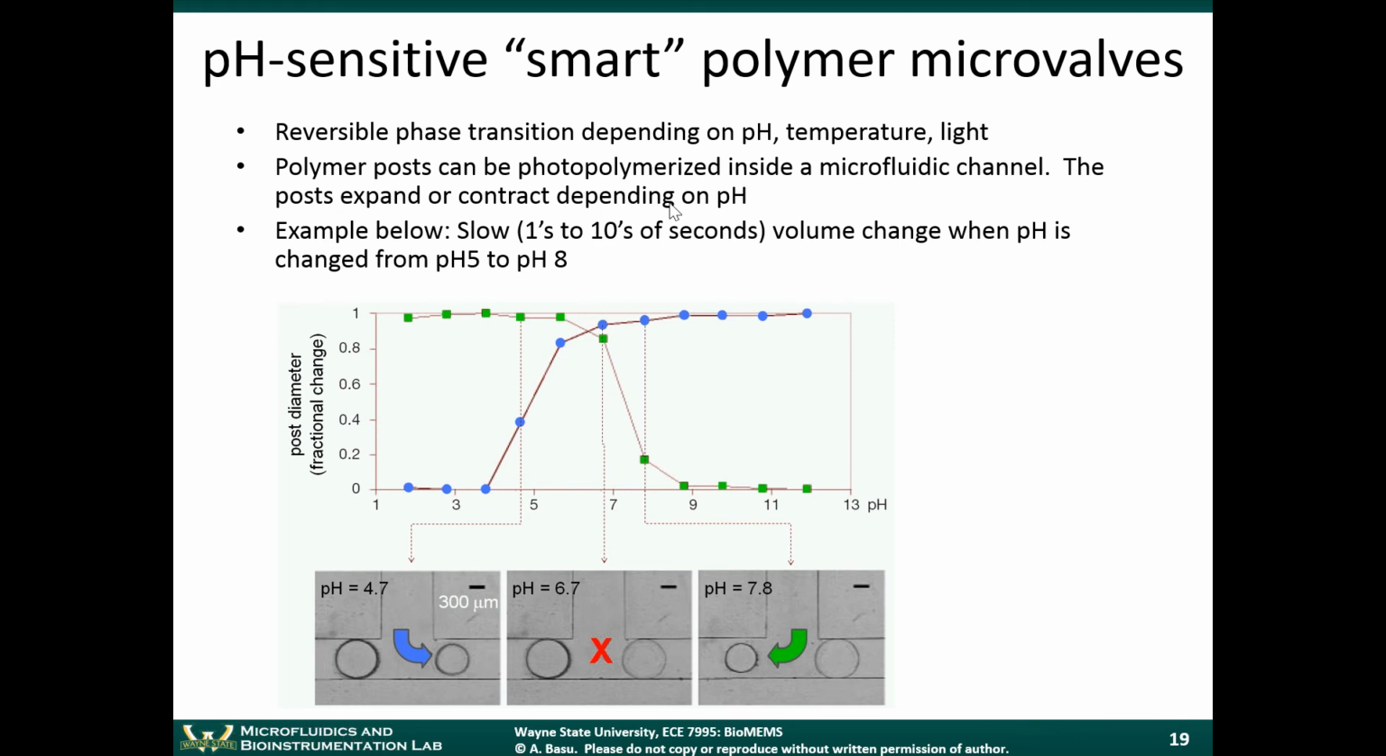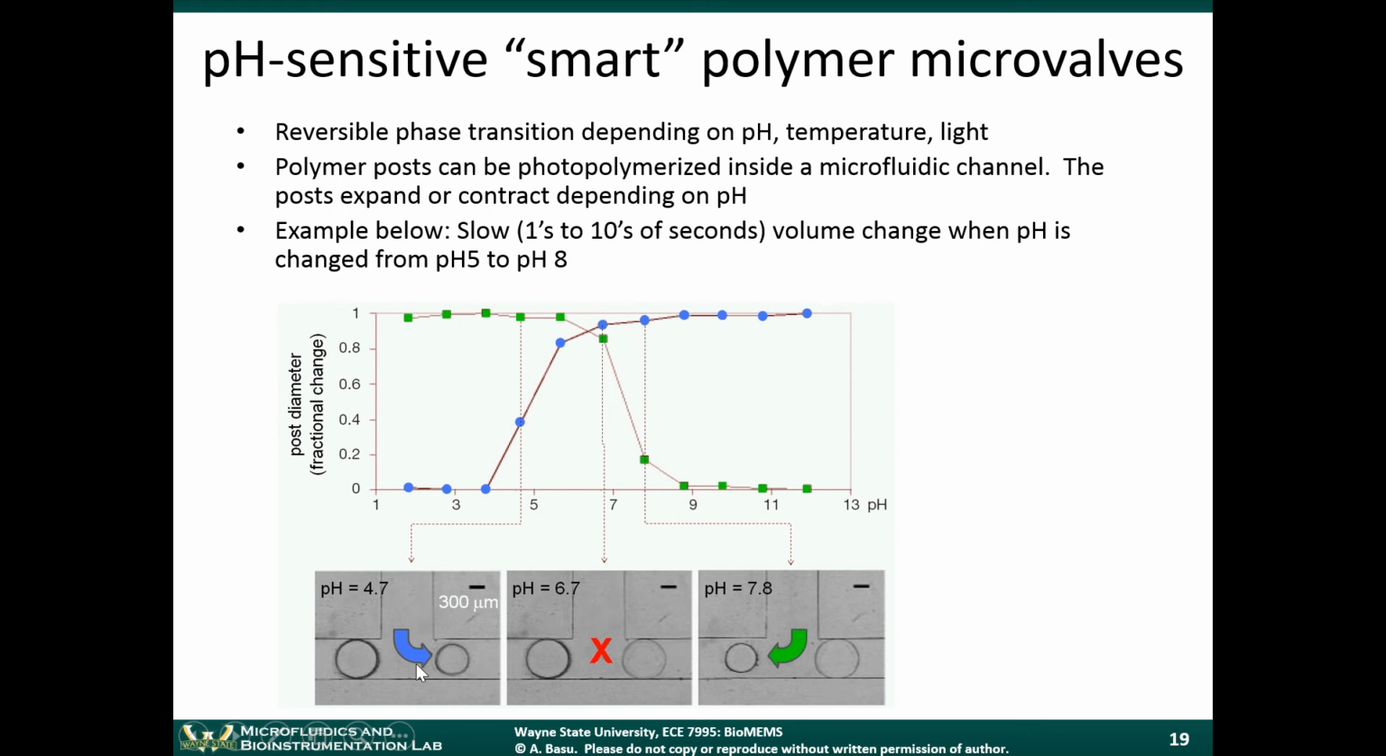Now these posts are made up of a special polymer which can expand or contract depending on the pH. In this particular example, they were showing the size of the two valves depending on the pH. Now, the valve on the right, when it's at 4.7, is in a smaller state. And when you increase the pH, so when you go to a more alkaline state, the polymer responds to that. It swells. And when it swells, it blocks this portion of the channel.